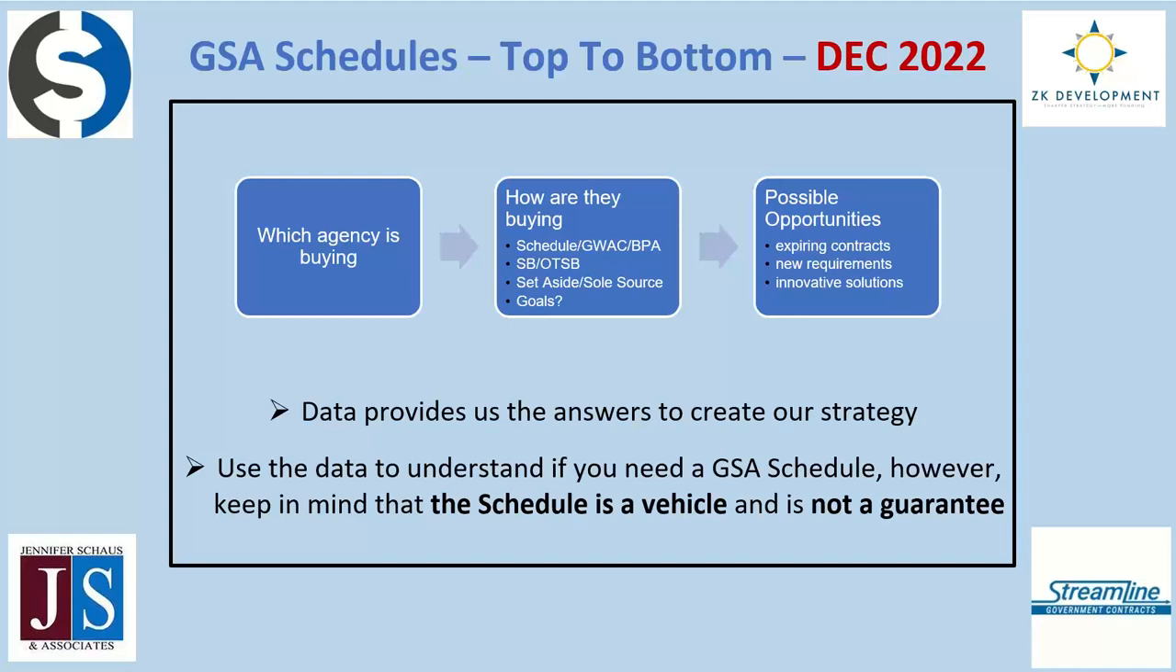What are the set-asides? Are set-asides being used? And how is the agency doing with regards to its own goals? And we use all of this data to create those opportunities for ourselves. We are looking not only at contracts that are expiring, but also at the new requirements that are coming out. We always want to be ahead of the curve, right?